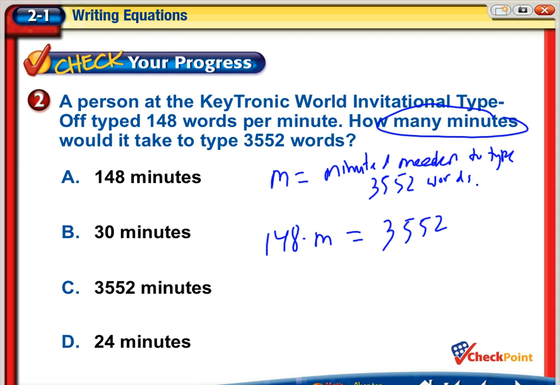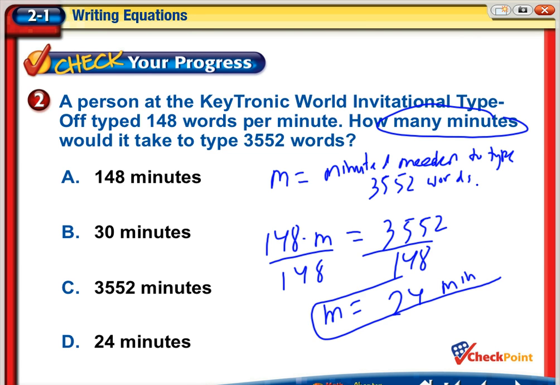3,552. And now, this is the planning. When you start solving for it, you divide by 148 on both sides. M now is going to give you approximately what? Oh, exactly. What should my answer be? B. 24. D. I knew it.